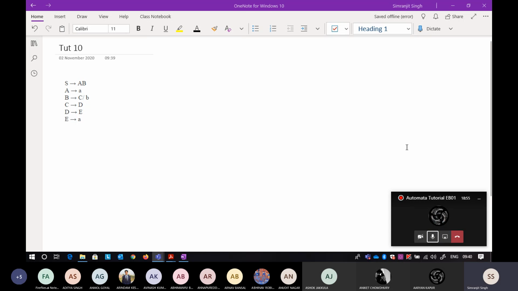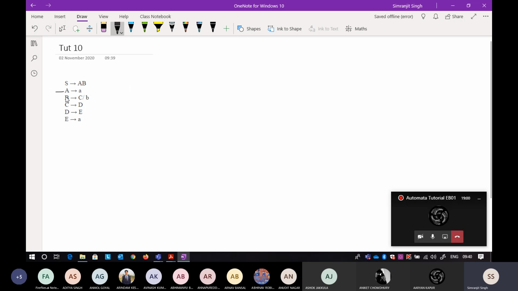Okay, to solve this one, you just have to identify the unit production. Keep in mind, this is not a unit production because this is deriving a terminal. This is your unit production because B tends to a non-terminal. This one is again not a unit production. This is a unit production, this is a unit production, and this is not a unit production. Okay, so our problem is only with B, C, and D.